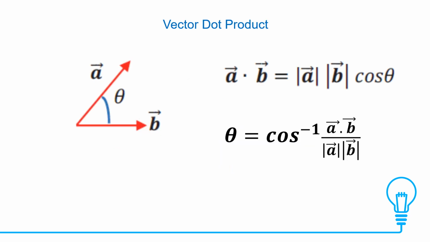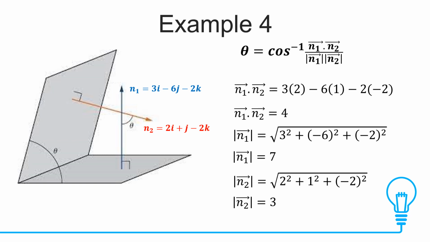In order to determine the angle between two vectors, let's say we have vector A and vector B, we can apply this formula: theta equal to cos inverse of vector A dot vector B divided by the magnitude of vector A times the magnitude of vector B. In this case, theta equal to cos inverse of vector n1 dot vector n2 divided by the magnitude of n1 and also the magnitude of n2.